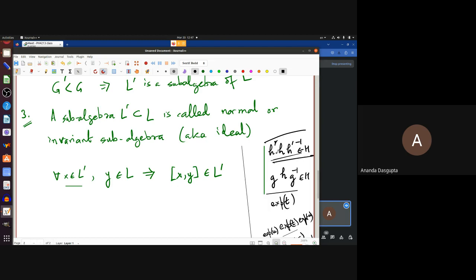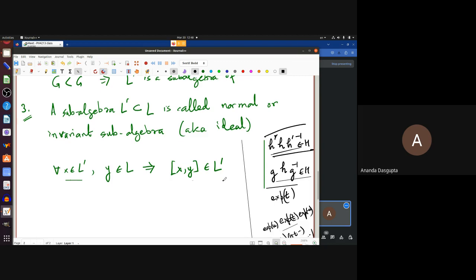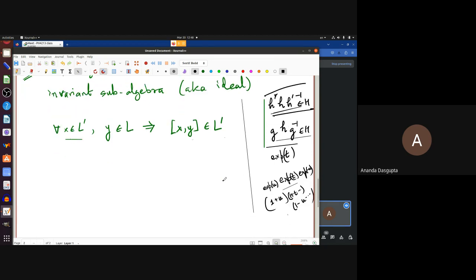For this to work, you needed H prime and H both to be from the subgroup. For this to work, which is true for a normal subgroup, G can even be outside the subgroup. Here, X is in the subalgebra, Y may or may not be, and the bracket is in the subalgebra. This is the analogy. Clear? Did it make it more confusing, or is it okay?